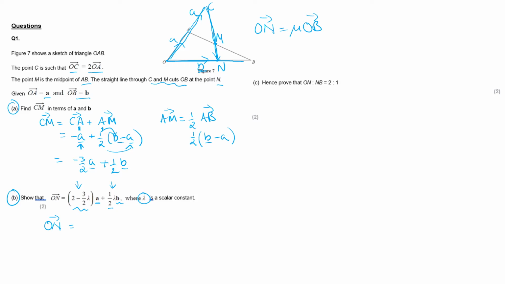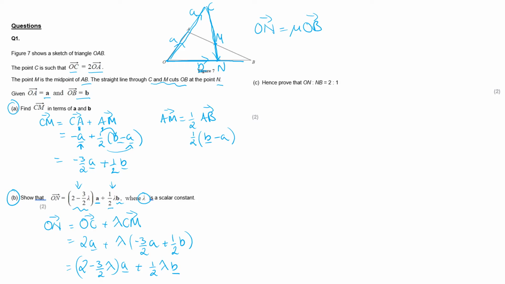So let's do that journey. O to N is going to be O to C plus lambda C to M. Now O to C is easy. That's 2A plus lambda, and what was CM? We've just found it in our previous question, minus 3 over 2 A plus half B. Now what you need to do is collect all the A terms together. So that is 2 minus 3 over 2 lambda in the A direction plus half lambda in the B direction. So that's how we do part B.